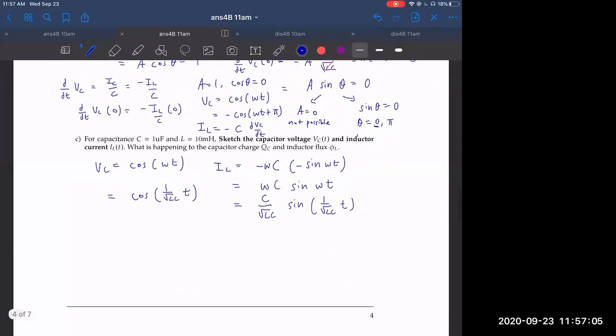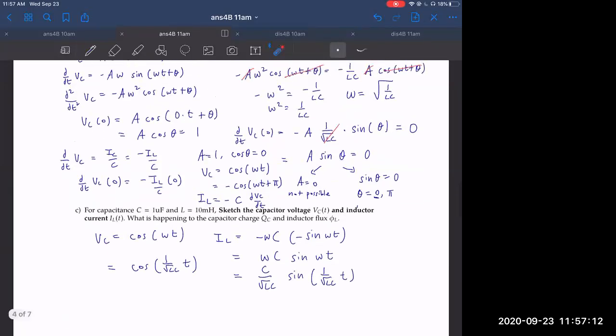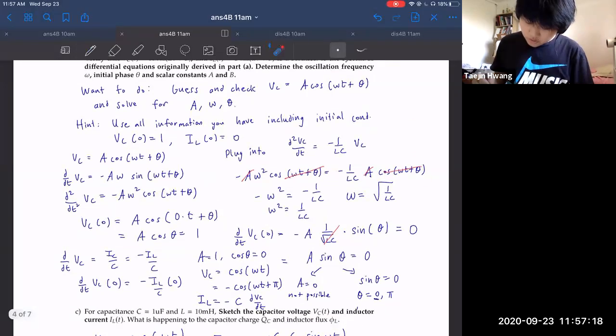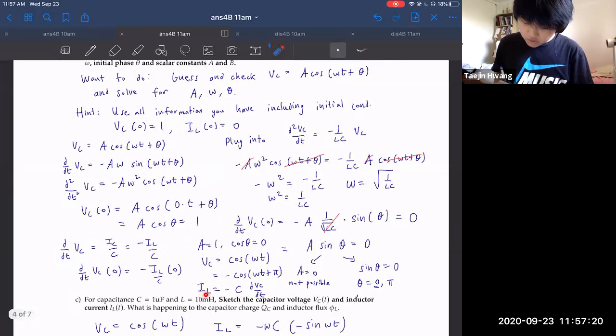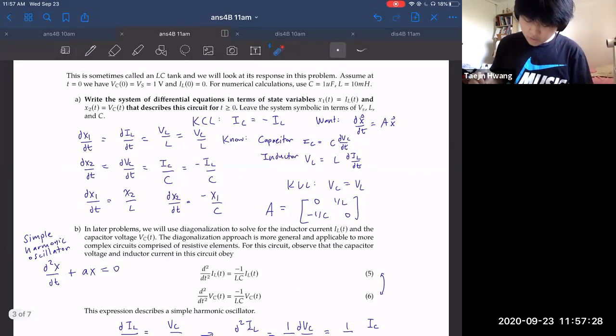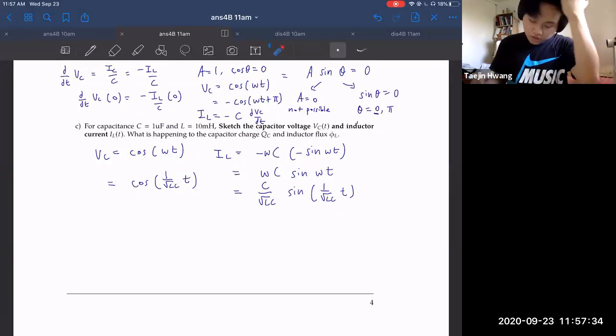Sorry, how could you explain again how we got B for the IL equation? Yeah, so instead of doing the whole guess and check process, we could realize that IL is just negative C dVC dt from part A, right? Okay. And then we can just plug in what we already know for VC of t into the derivative. So yeah.